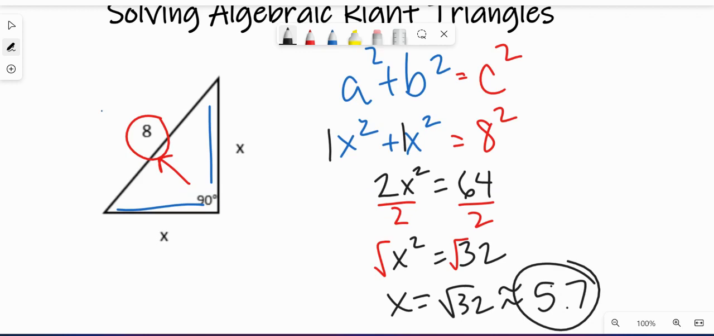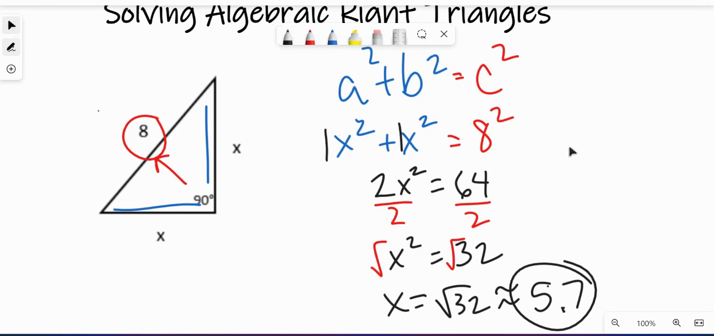Okay, make a little clearer dot there. All right, so basically we're using the Pythagorean theorem and just plugging in our legs, plugging in our hypotenuse, and then solving just like we would solve exponential equations. All right, let's take a look at another example.